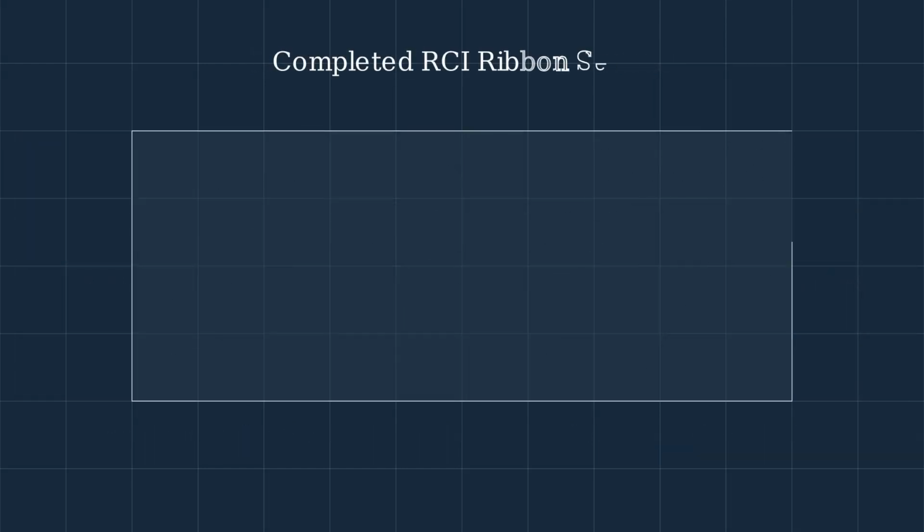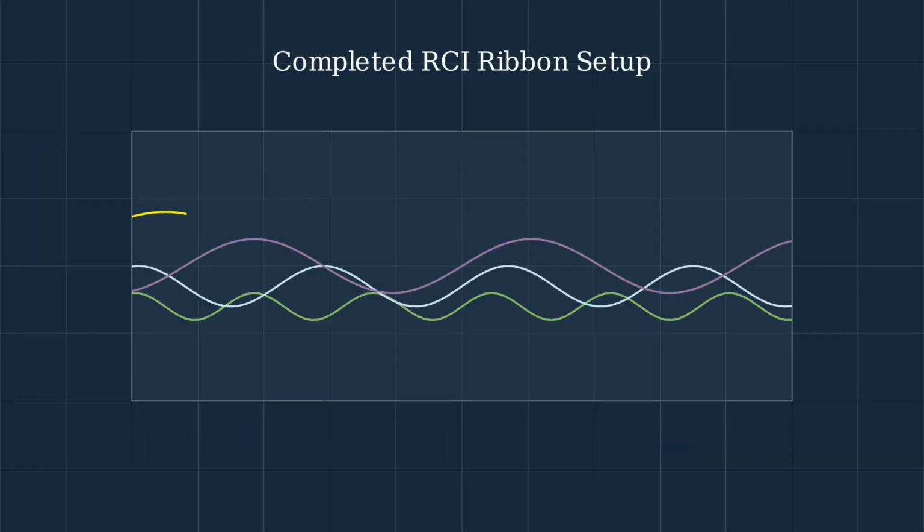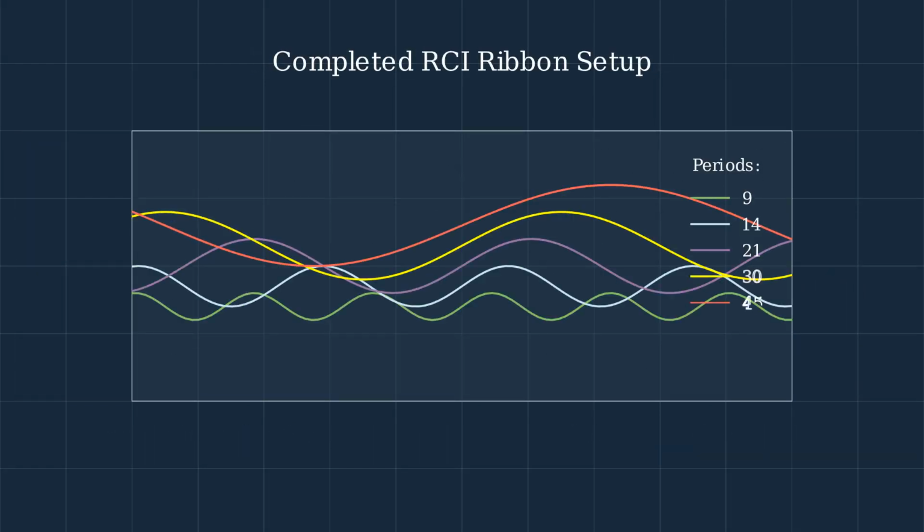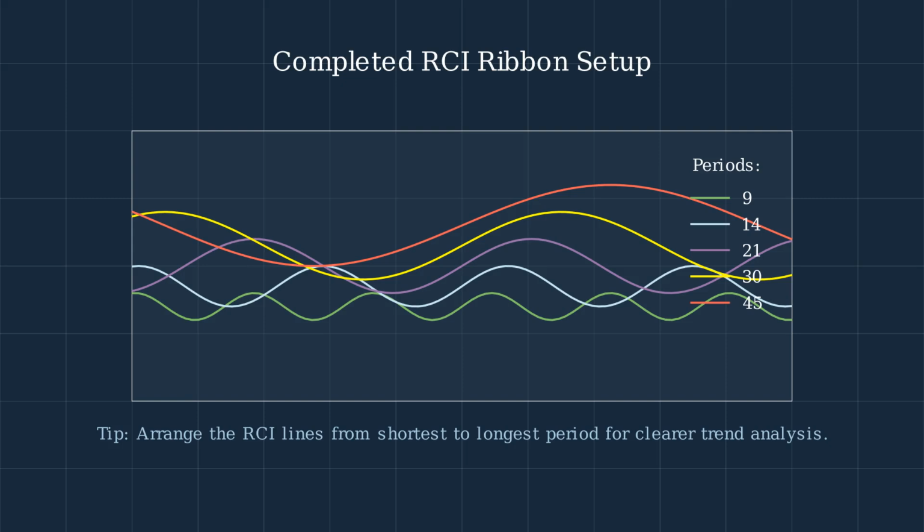Once set up correctly, your RCI Ribbon should display multiple lines with different colors representing each period. For optimal visualization, arrange your RCI lines from shortest to longest period, which helps in quickly identifying trend changes and potential trading signals.